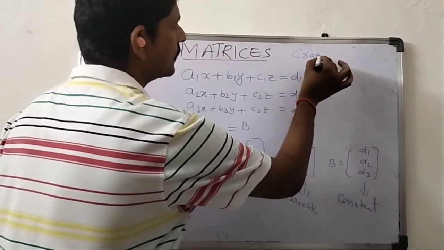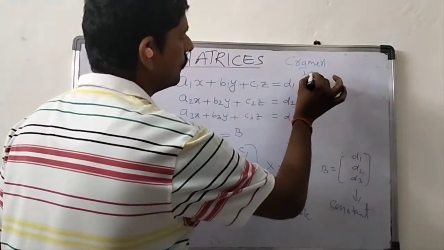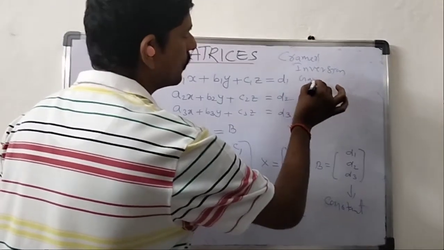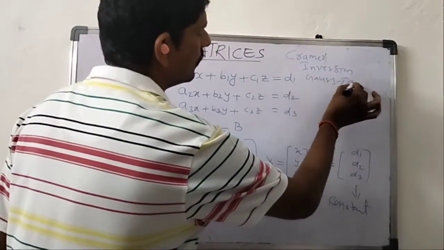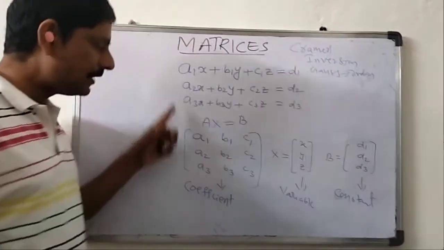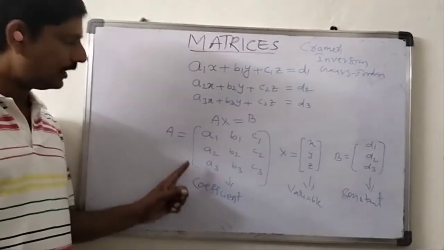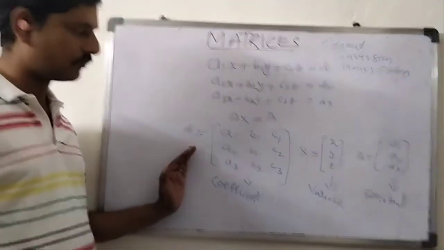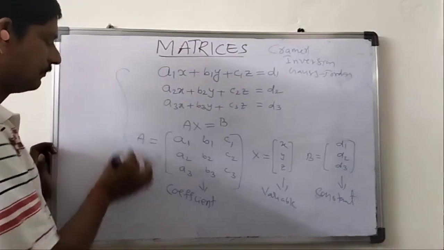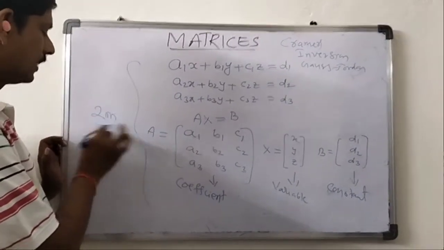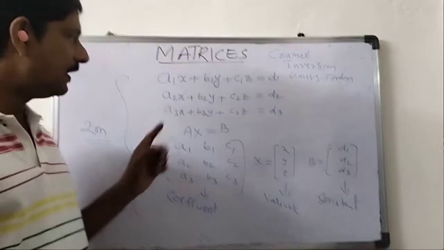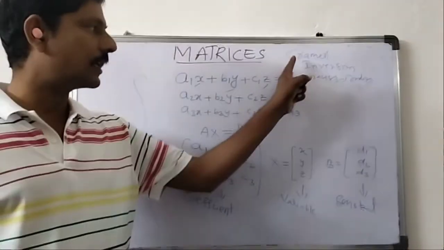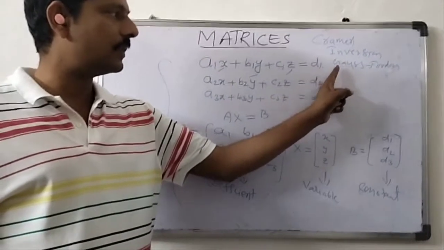Okay, so in these three methods, what are the three methods? Just now we discussed Cramer's, inversion, and also Gauss-Jordan. In these three methods, this is the common part. First we have to write the given equations in matrix form like this. For this step you get 2 marks. Now we can find the values of x, y, z by using Cramer's method or inversion method or Gauss-Jordan method.